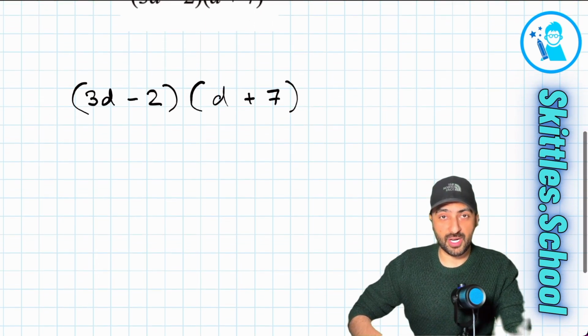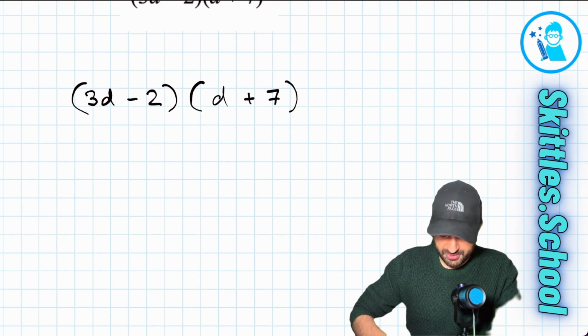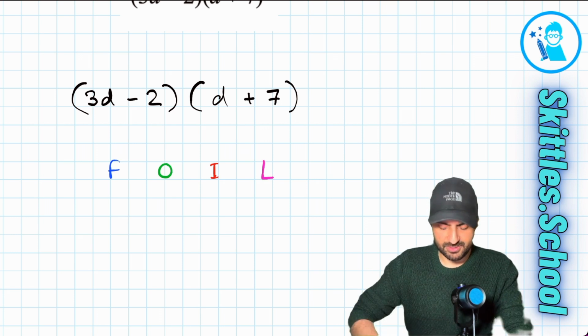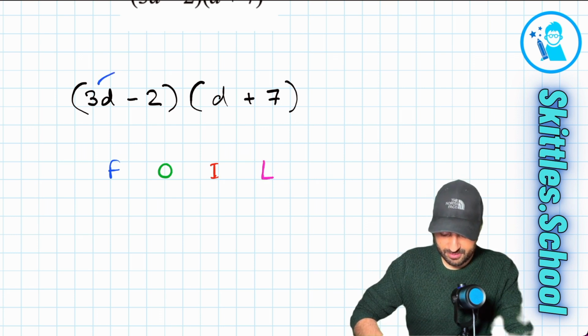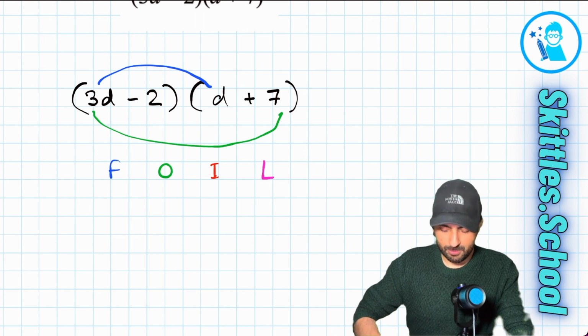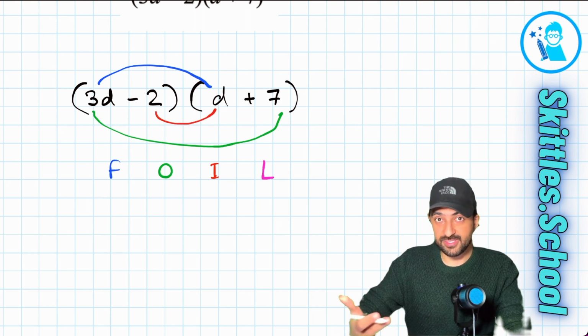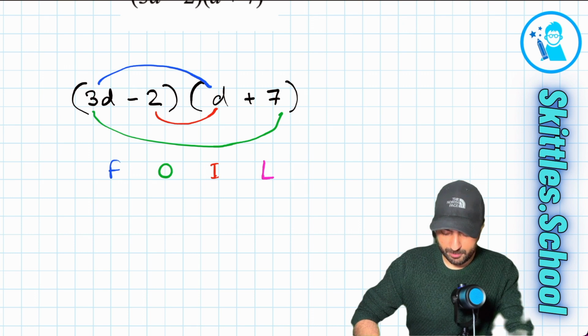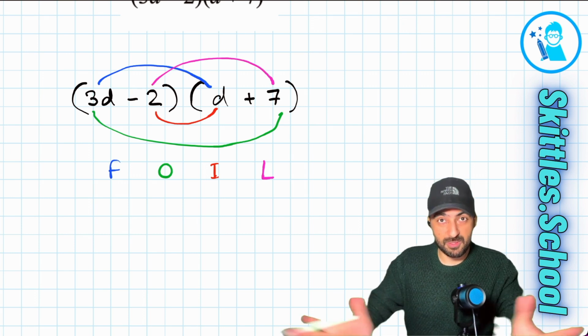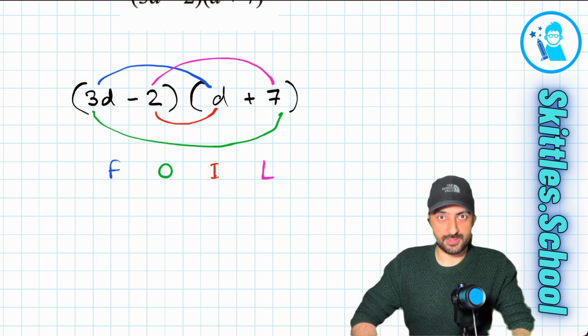One of the common ways that I've seen students do the question is using FOIL. F, O, I, and L. F stands for first, so you multiply the first terms. O stands for outer, you multiply the outer two terms. I stands for inner, you multiply the inner terms. And L stands for last, you multiply the last two terms. And with all those answers, you simplify them, and that gives you your final answer.